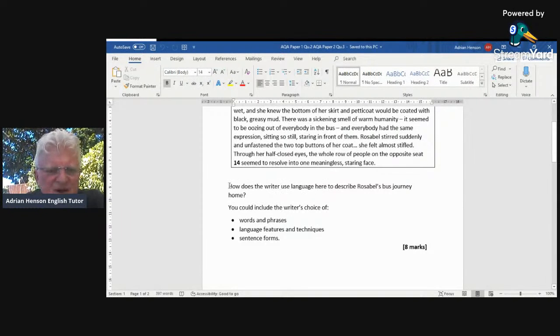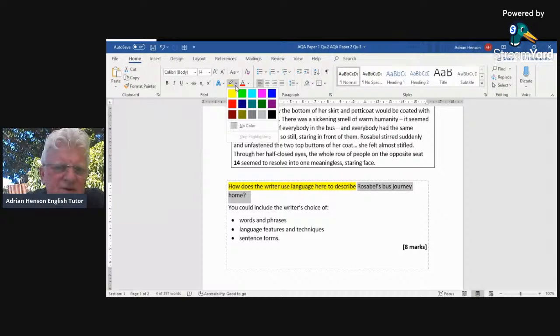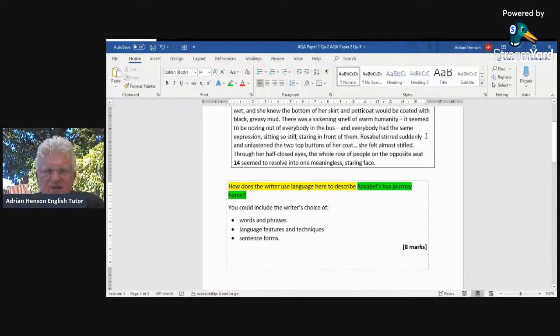That is always going to be the same. How does the writer use language here to describe? You'll get that phrase all the time. But it is important to make sure that you understand that part, and then the second part is a bit more detail. In this case, it says, how does the writer use language to describe Rosabel's bus journey home? So it's a bit more specific there. And I think it's always important to differentiate the question from the start.